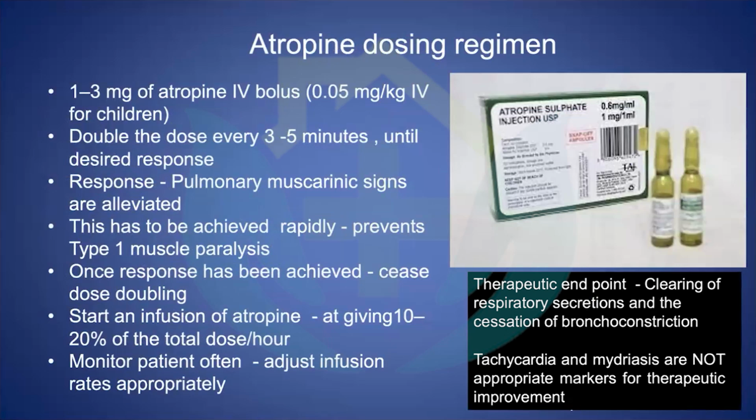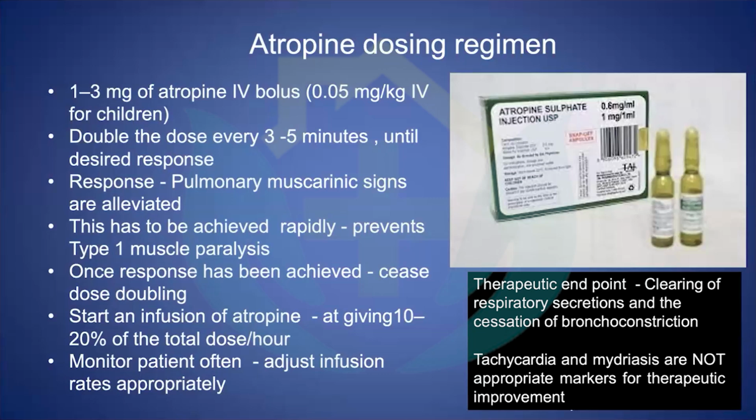The response is that pulmonary muscarinic signs are alleviated. This has to be achieved rapidly to prevent type 1 muscle paralysis. Start an infusion of atropine giving 10 to 20% of the total dose per hour. Monitor the patient often and adjust the infusion rate appropriately. The therapeutic endpoint is clearing of respiratory secretions and cessation of bronchoconstriction. Tachycardia and mydriasis are not appropriate markers of therapeutic improvement.